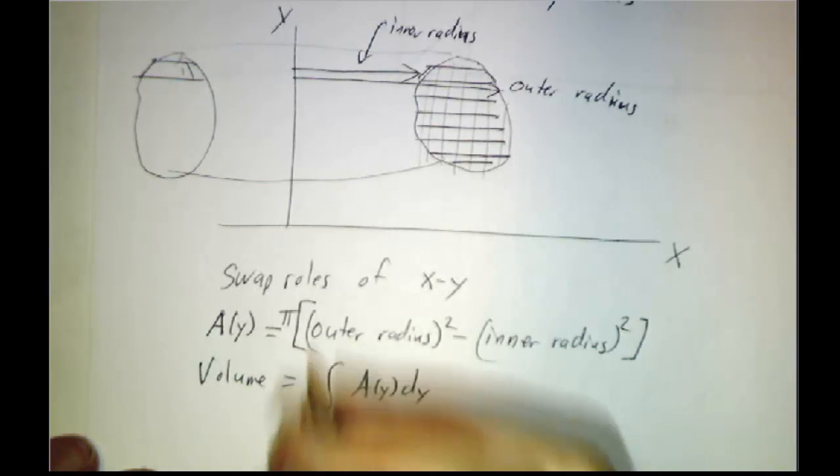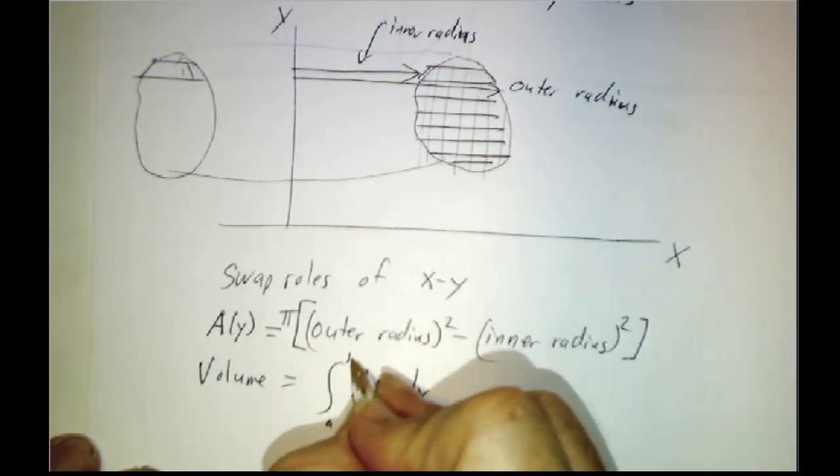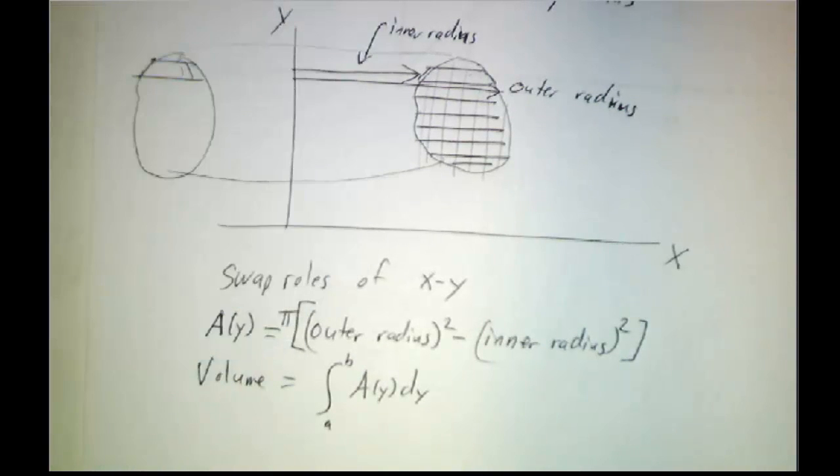It's exactly the same as what we did when rotating around the x-axis, only every time you had something involving x, now we have something involving y. You just swap the roles of x and y.